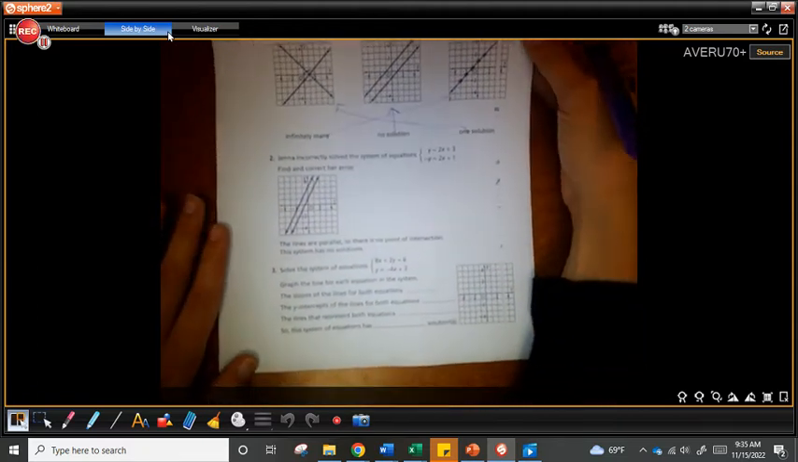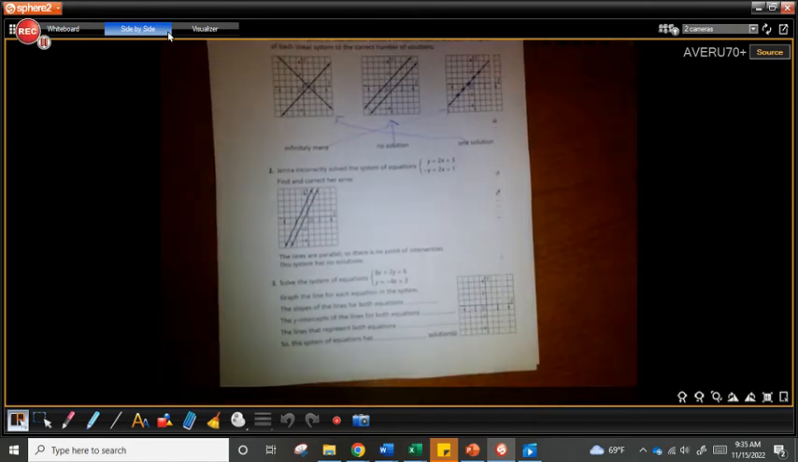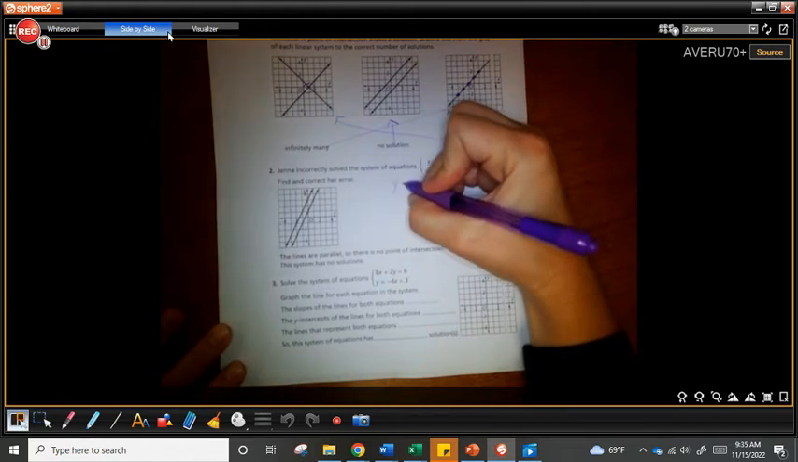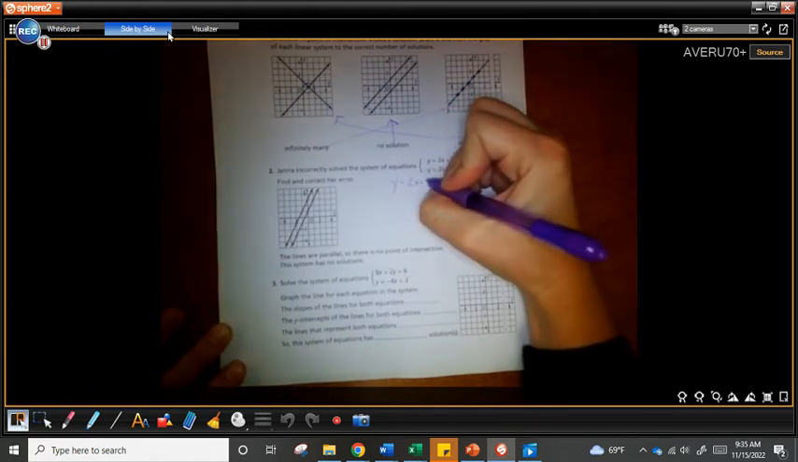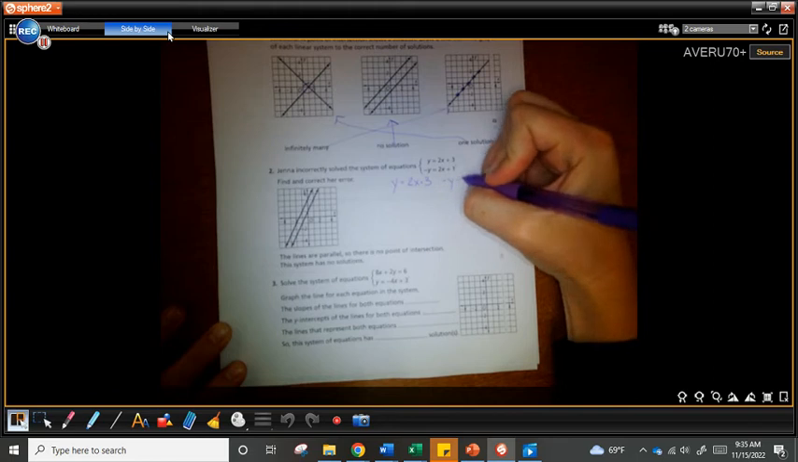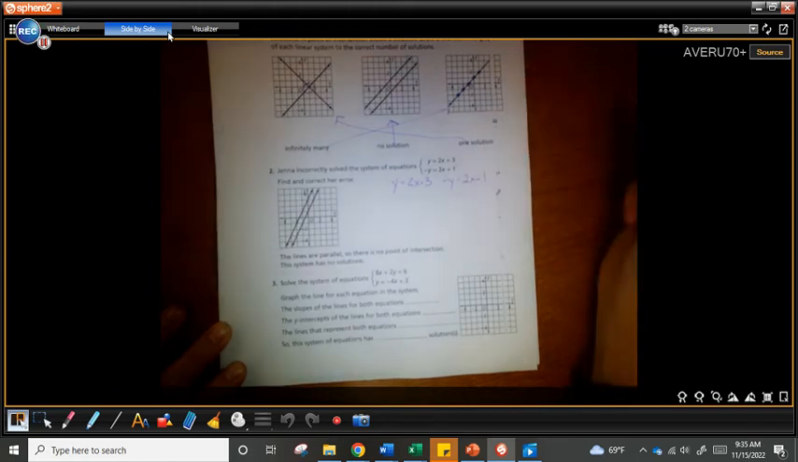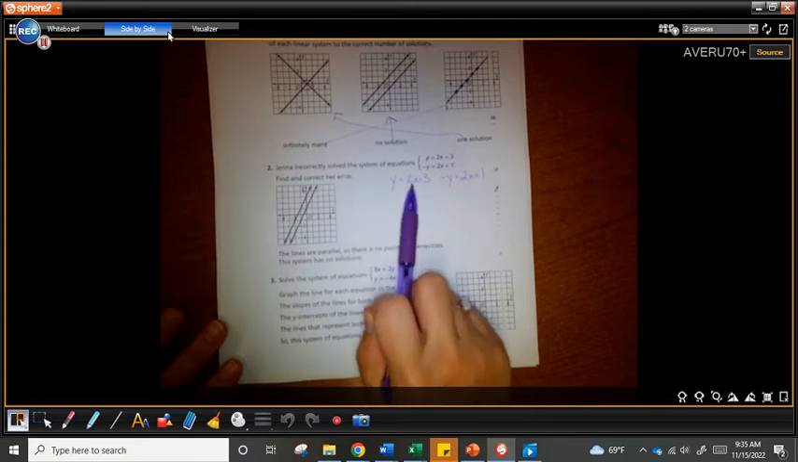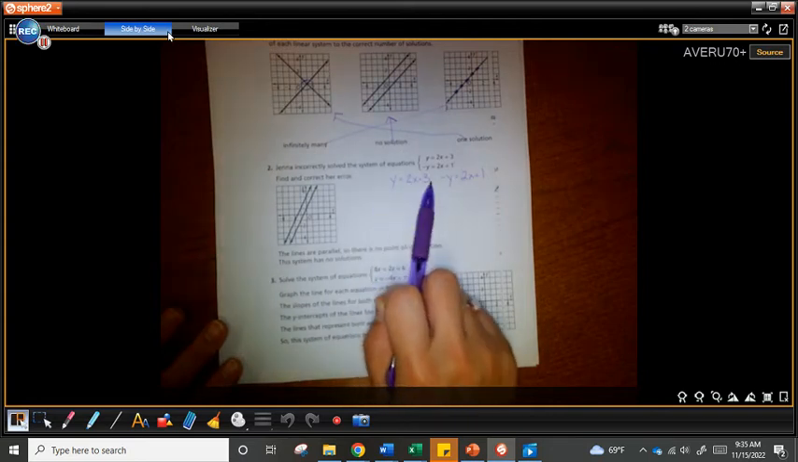Let's look down at number 2. Jenna incorrectly solved the system of equations. So she has y equals 2x plus 3 and negative y equals 2x plus 1. We need to find and correct the error. So let's see what this would look like if we graphed it.